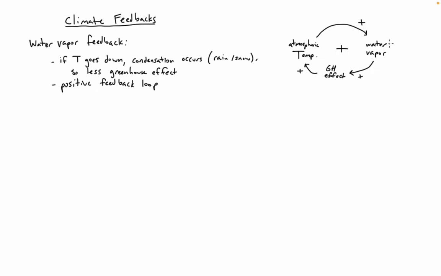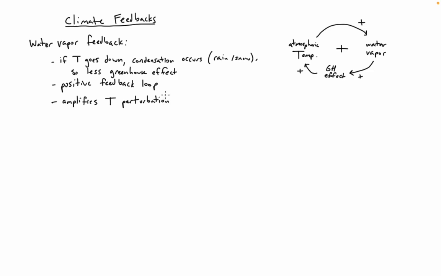Like these diagrams. Let's say that for some reason we didn't have a lot of water vapor in the atmosphere. That would cause less greenhouse effect, which would cause the temperature to decrease, which would cause even less water vapor to be in the atmosphere, and so forth. And from modeling, this is expected to amplify any temperature perturbation.